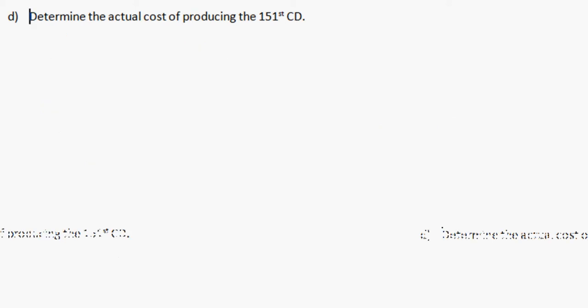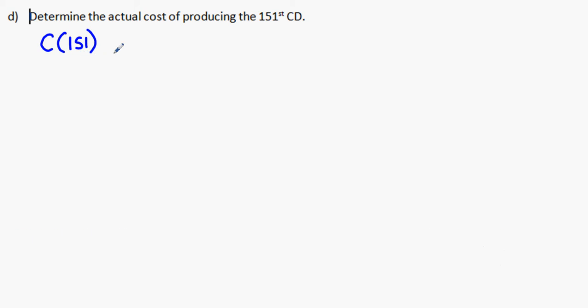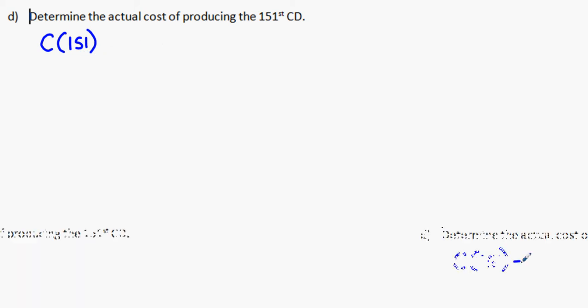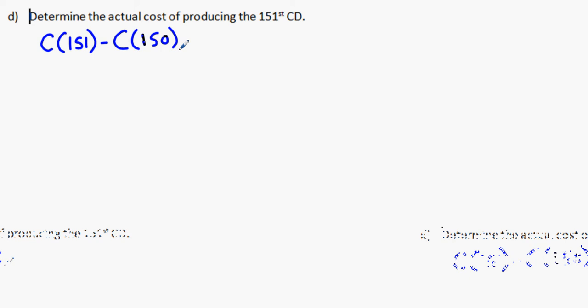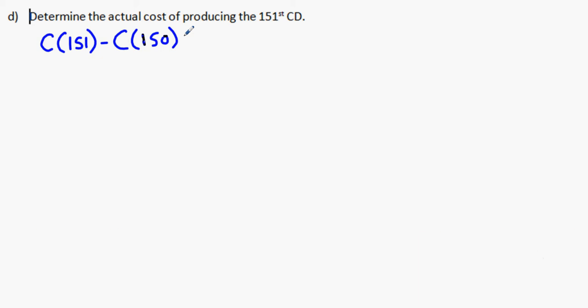Let's continue. Here's the next one. Determine the actual cost of producing the 151st CD. To find this, what we're going to do is the cost of 151, but of course that's the cost of producing the first, second, third, fourth, fifth, all the way up to 151, but we're going to take away the cost of producing the first 150. Alright, so I've got this equation here, so I'm going to plug it into my function. It's not marginal, so I'm going to actually use the C of x function here.